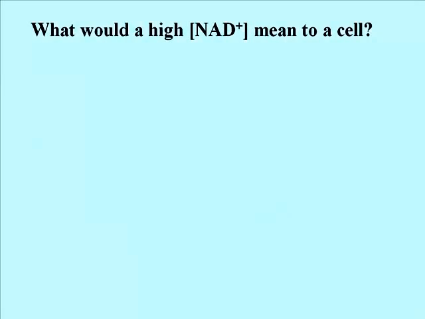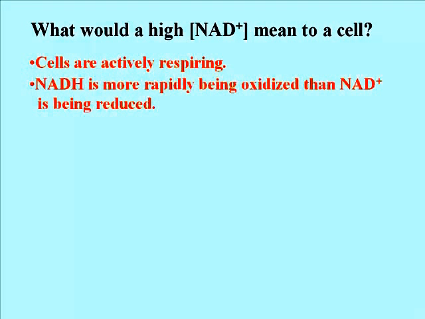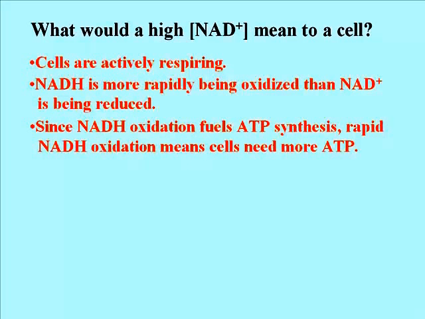Before I describe the unusual allosteric regulation of glyceraldehyde 3-phosphate dehydrogenase, let's consider this question. What would a high concentration of NAD+ mean to a cell? First, it means that cells are actively respiring. It means that the cell is rapidly oxidizing NADH, and that's what's keeping NAD+ levels relatively high. You may recall that NADH oxidation fuels ATP synthesis. This happens in electron transport and oxidative phosphorylation. So high NAD+ levels must mean that the cell is actually calling for more ATP to be synthesized.